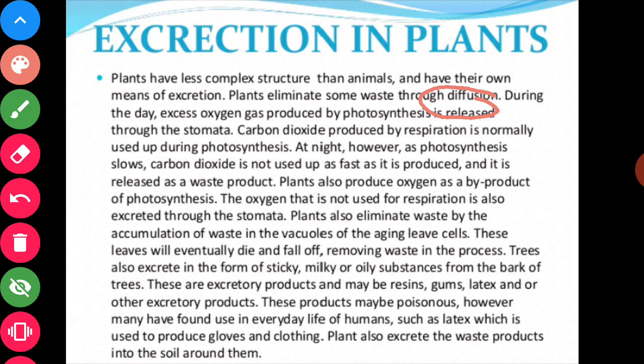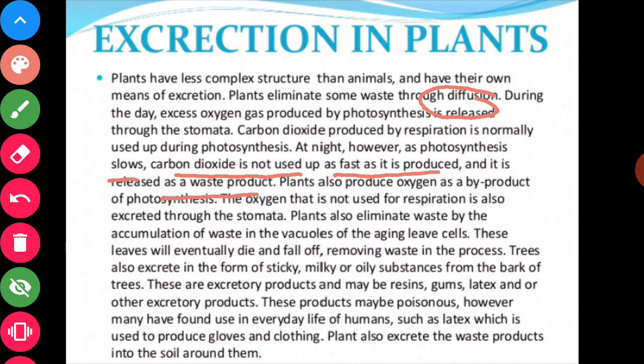During the day, photosynthesis takes place, and during the night, when light is not present, photosynthesis slows. The carbon dioxide produced is not used up as fast as it is produced, and it is released as a waste product.